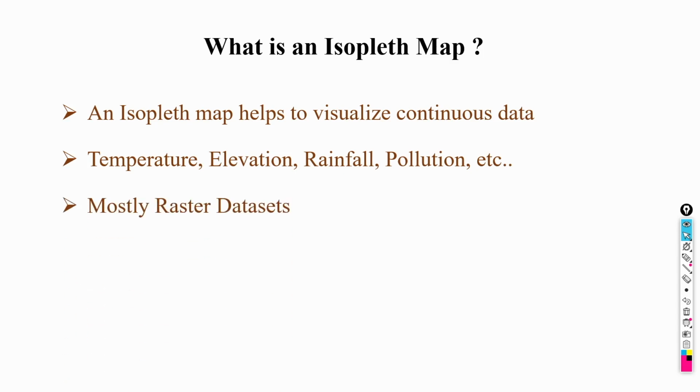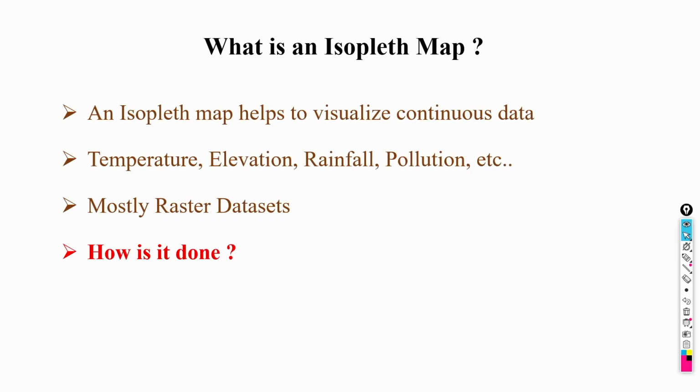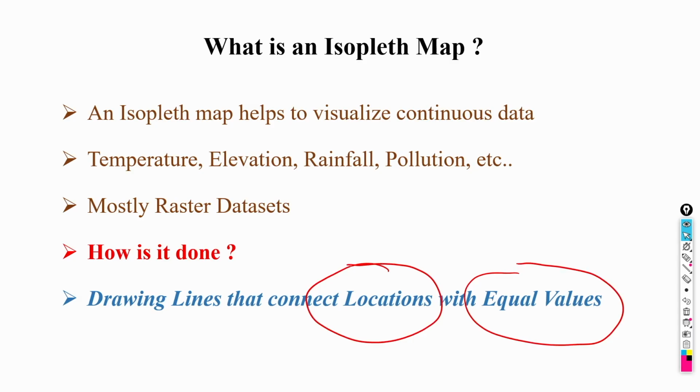And when we talk about continuous data, the best data model for that is the raster data model. So most of the data sets that we use in Isopleth mapping, the base will be a raster data model. And how is this Isopleth mapping being done? That is done by trying to connect lines of equal values. So when we draw lines that connect locations with equal values, that is how we do this Isopleth mapping.